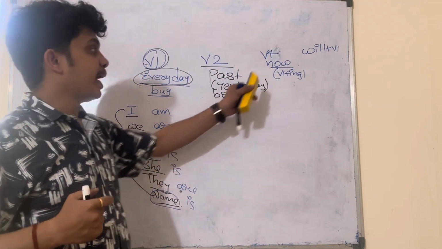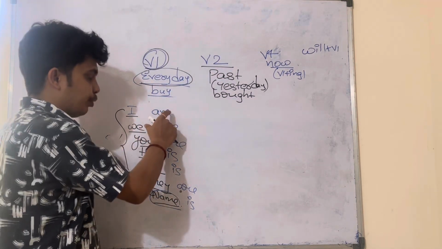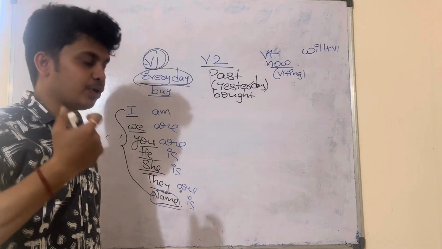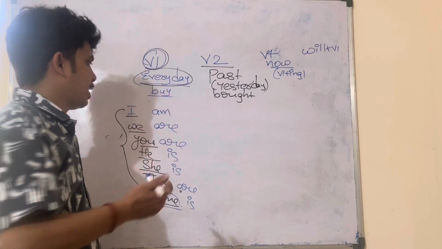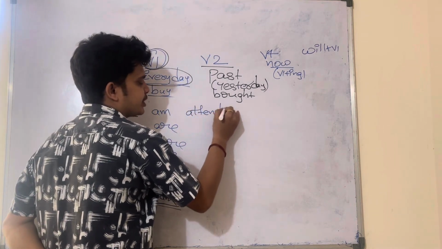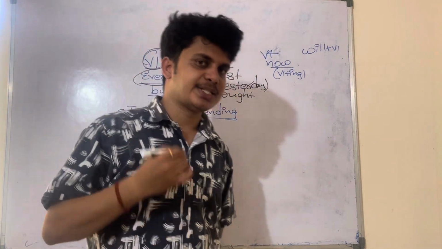And why am I using only this, why not was or were? Because most of the time we spend our time only and only with our friends. And our friends, they ask only one question whenever they call. They ask, what are you doing? That is in ing. And you have to say, I am attending.